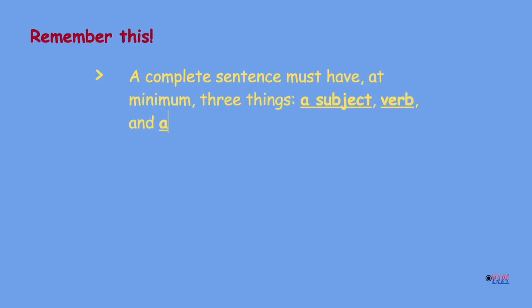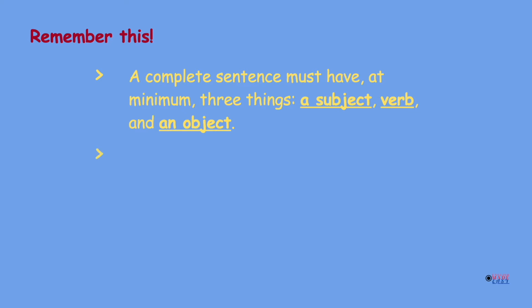And remember this, a complete sentence must have at minimum 3 things: a subject, verb, and an object. As I have mentioned earlier, the subject is typically a noun or a pronoun. Usually, it answers the questions what or whom about the verb.